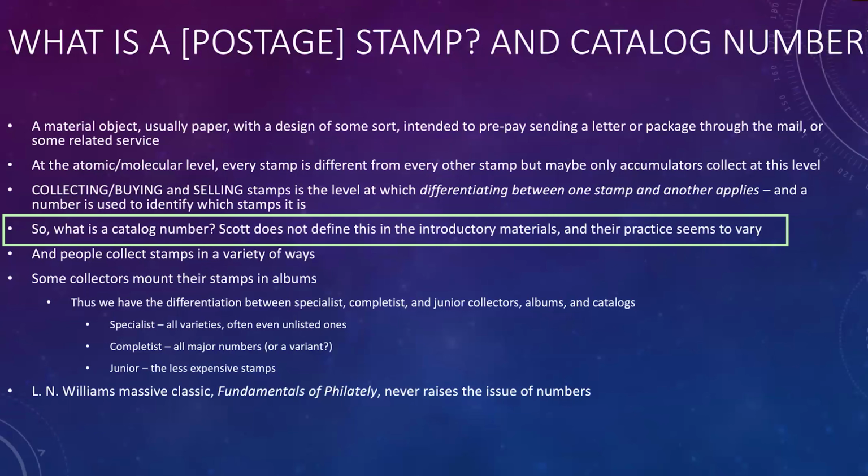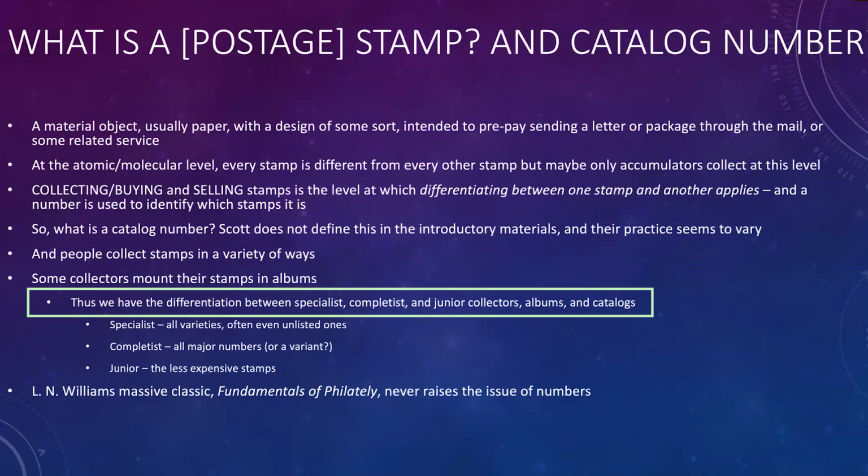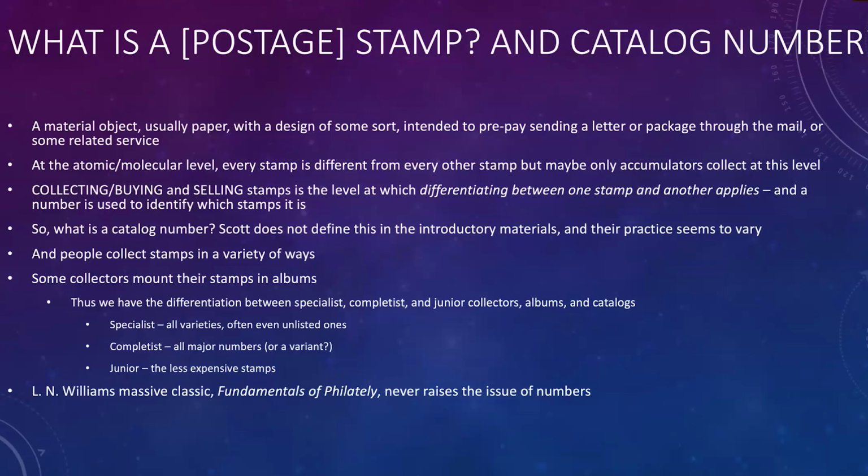It should be noted that Scott does not attempt to define what a catalog number means in the introductory materials. It assumes you know what it is. Also, people collect stamps in a variety of ways. So you have a differentiation between the specialist, the completist, and the junior collectors. Albums and catalogs come in the same sort of flavor. A specialist would collect all varieties of a stamp, often even unlisted varieties. A completist like myself would look for all major varieties, for example. And the junior, which you find in the less expensive albums, only collects the less expensive stamps.